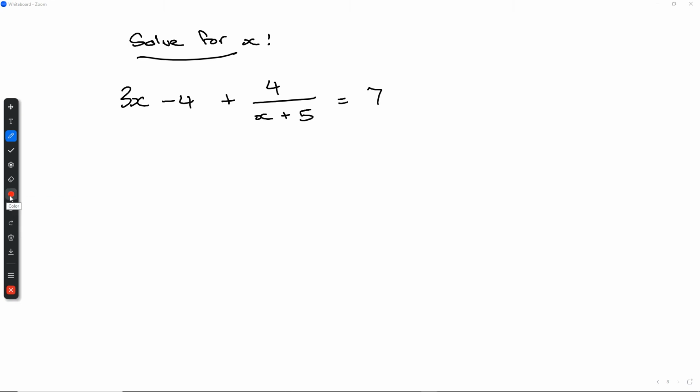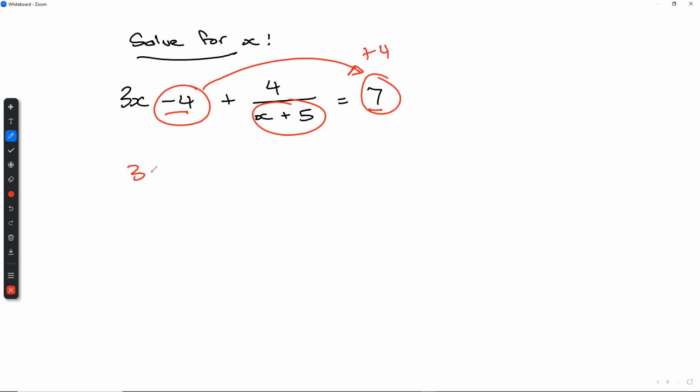Okay, so the first thing I've got over here is this denominator, and I've got this -4 and this 7. I can bring this -4 and the 7 into 1. Let's say I bring the 4 over and make it +4, canceling it out here. That'll become 3x plus 4 divided by x plus 5 equals 11.